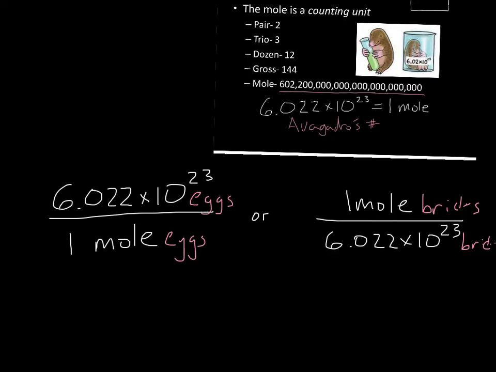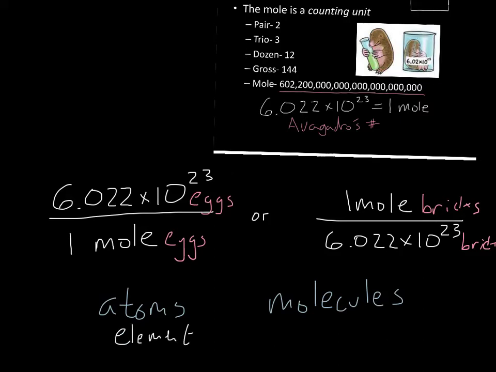If I had a dozen atoms, I would have 12 atoms. If I have a mole of atoms, I have 6.022 times 10 to the 23rd atoms. And more often than not, we're not going to be talking about eggs and bricks. We're going to be talking about atoms or molecules. Both of those are what we're going to convert moles into, atoms or molecules. And remember, atoms are just a single element, and molecules are compounds.